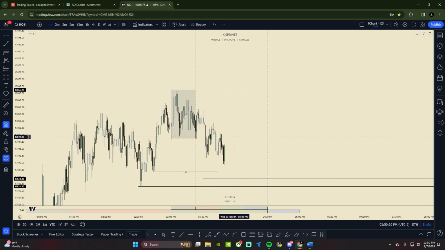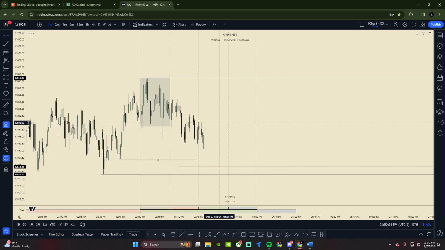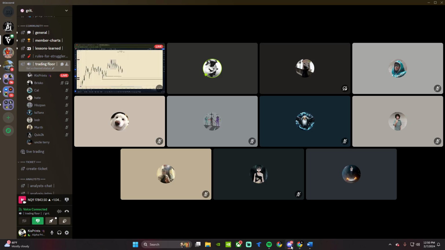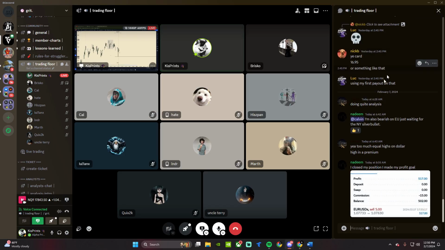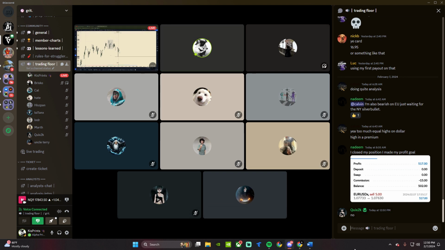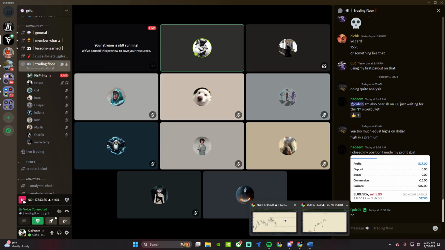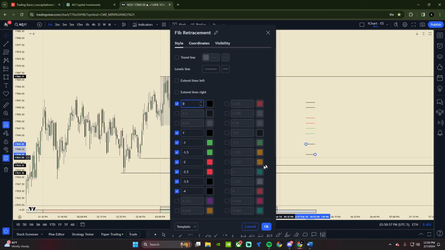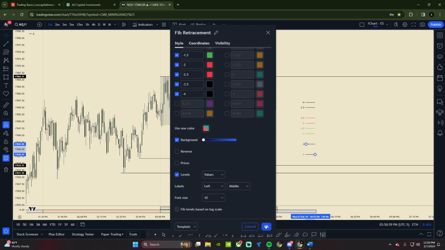Now, how far? This is where we implement standard deviations. How far can price go? Does everybody here know how to use standard deviations? Or does anybody not know what that is? No? It's essentially a Fibonacci tool, and I'll give you guys the settings right now. So if you guys want to screenshot this right there.